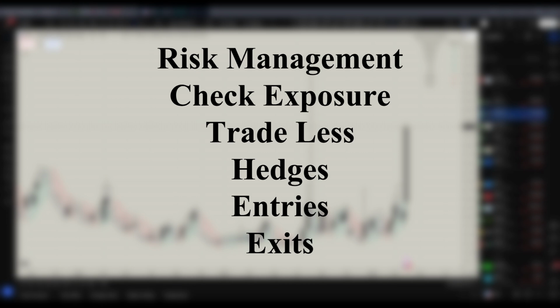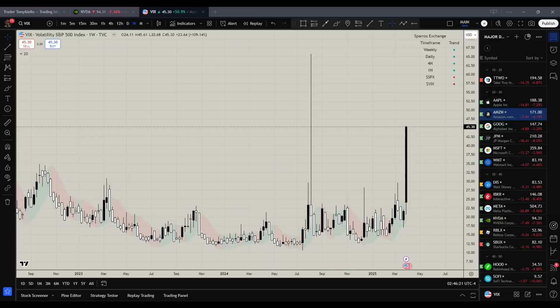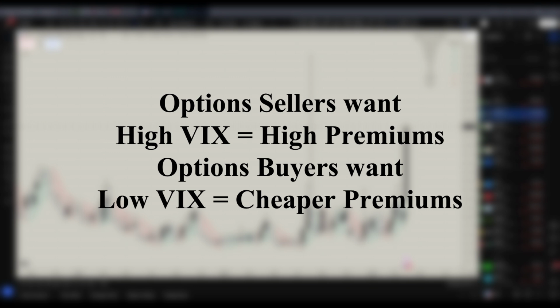Again, not everything's going to be foolproof though. You need to do your research. High VIX means high option premiums, and this will be favorable for option sellers. A low VIX means cheaper options, and that will be favorable for long options.